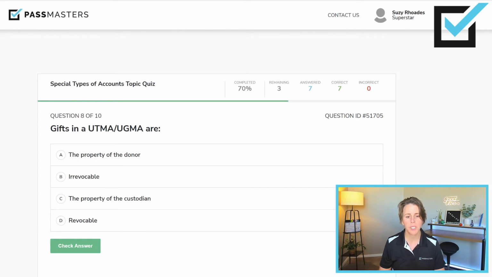Gifts in a UTMA, UGMA are the property of the donor, irrevocable, the property of the custodian, or revocable. So a UTMA, UGMA account is going to be funded by an adult, generally speaking, and it's an account for the benefit of a minor. So let's just make up an example. Let's say you bought $5,000 worth of stock in a UGMA for your daughter. The gift is irrevocable. It is a gift to the child.